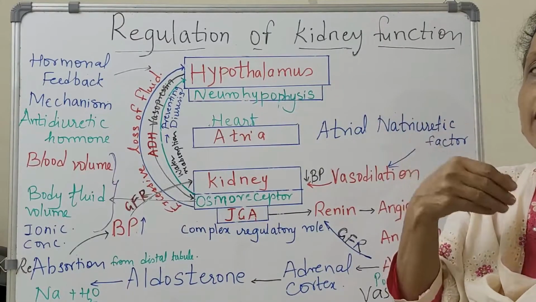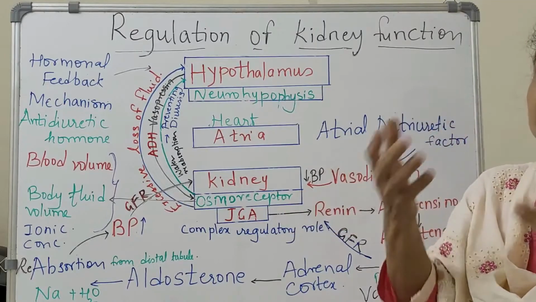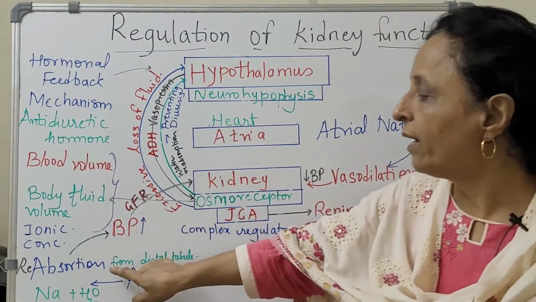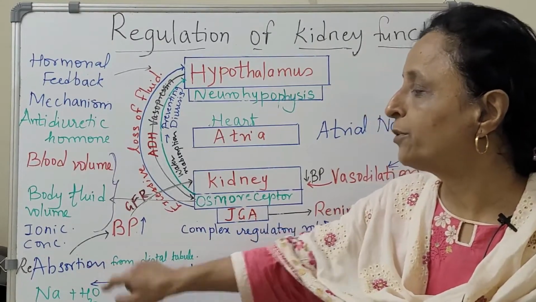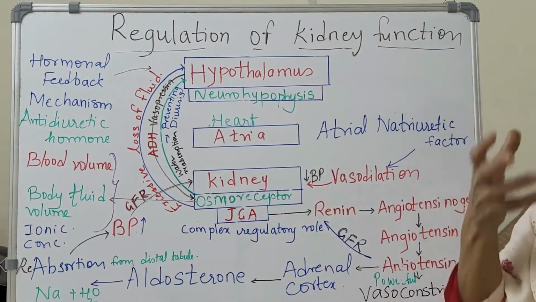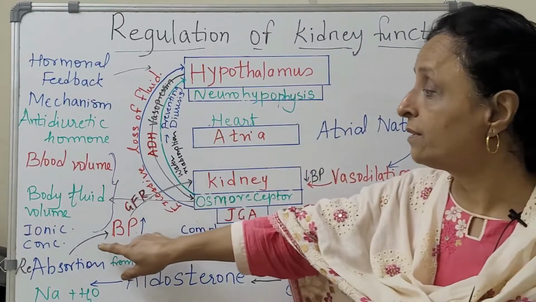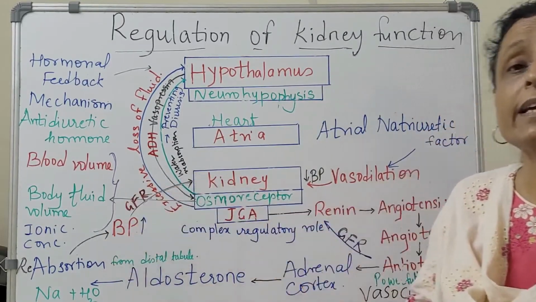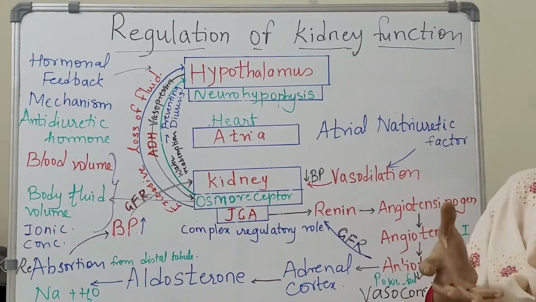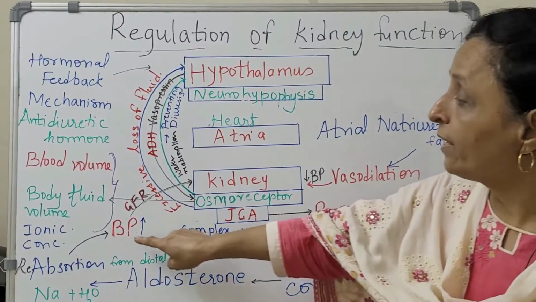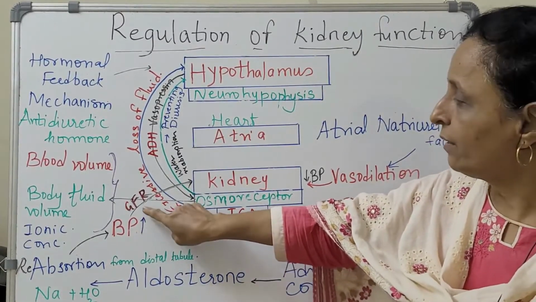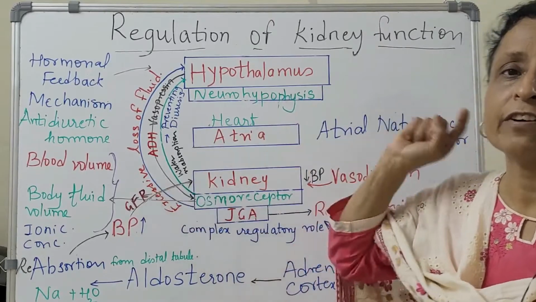Now this aldosterone helps in reabsorption of sodium and water. See, water and the electrolytes have to be maintained. So it helps in reabsorption of sodium and water. So it has absorbed the useful substances. Now it will increase the blood pressure of the glomerulus. So increase in blood pressure increases the GFR.